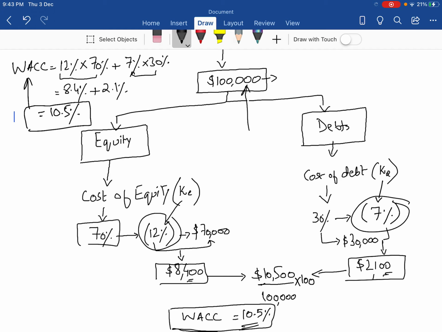Now the problem is how to calculate this cost of equity and how to calculate cost of debt. So in the next video we will be learning how we calculate cost of equity, and then we will learn how to calculate cost of debt.